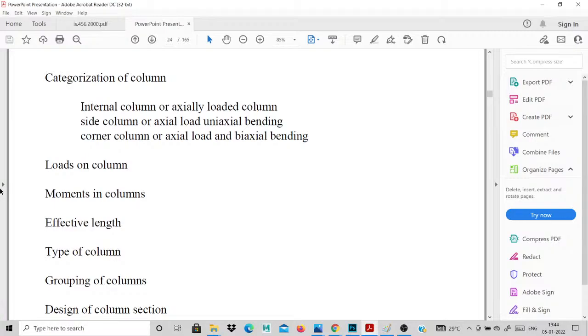Then you calculate the short column. Then you go for direct design. You follow SP16. You will design directly. Then the type of column, the same one, short column or long column, is also discussed. Then finally, grouping of column.